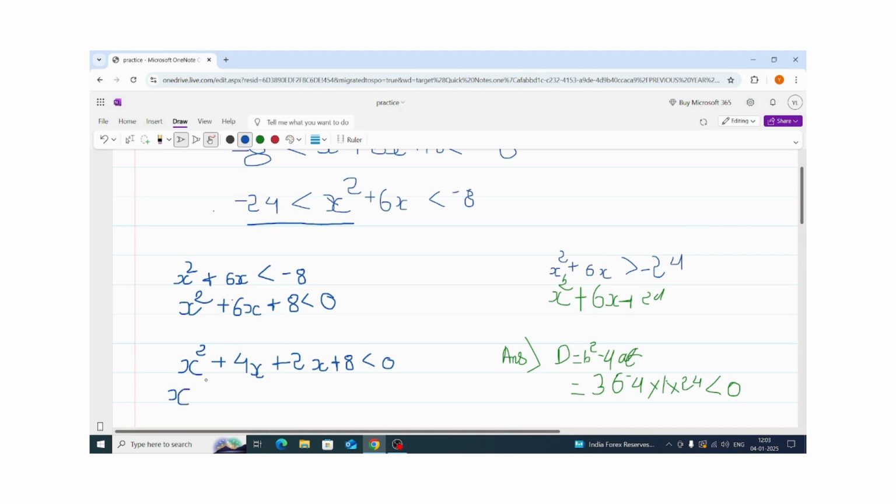And now we have to do nothing and just take the common terms out. That is, if I take x out from here, I'll get x plus 4, and from here I'm going to take 2 out, and here I will be left with x plus 4, less than 0. Alright, so from here this is 0.